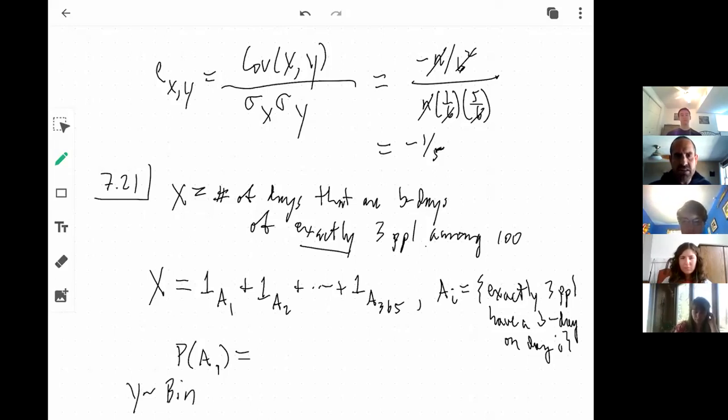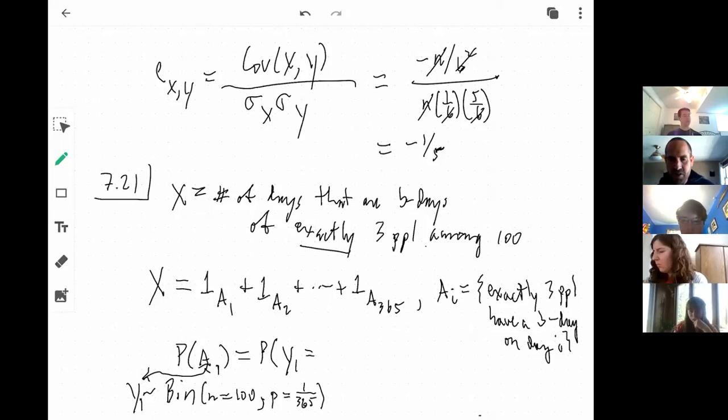Are you guys all right? Okay. We could say Y is binomial with N equal to 100. These are the people. And proportion of success. I'm going to say Y1, because Y1 is going to correspond to A1. So it's going to be binomial with N equal to 100 and proportion of success equal to 1 over 365. Then what Emma is suggesting is that the probability of A1 is really just the same as the probability that Y1 equals what?